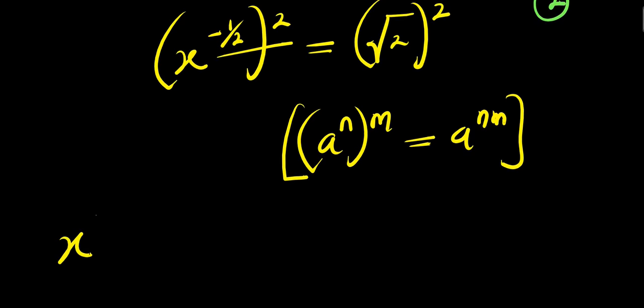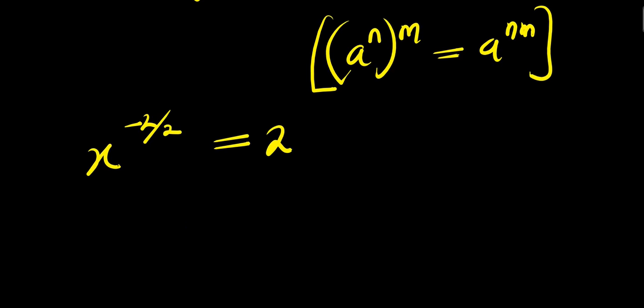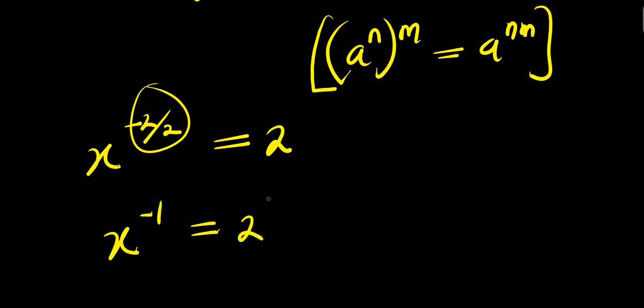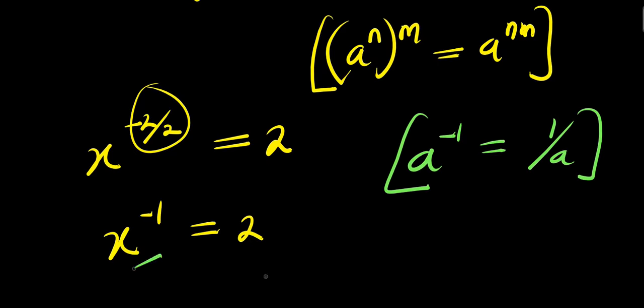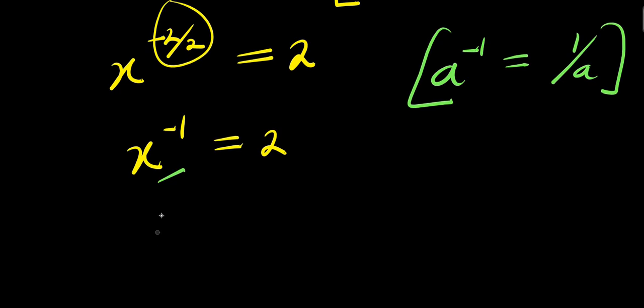I have x power negative 2 divided by 2 equals, let's cancel this, I have 2. Negative 2 divided by 2, we have x power negative 1 equals 2. Now, if you have a power negative 1, this equals 1 over a. So x power negative 1 is the same thing as 1 over x, and this equals 2 over 1.